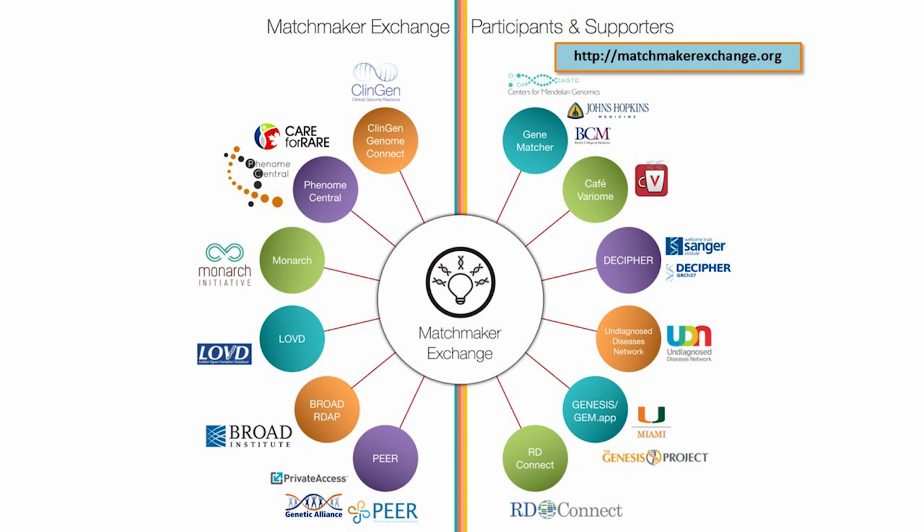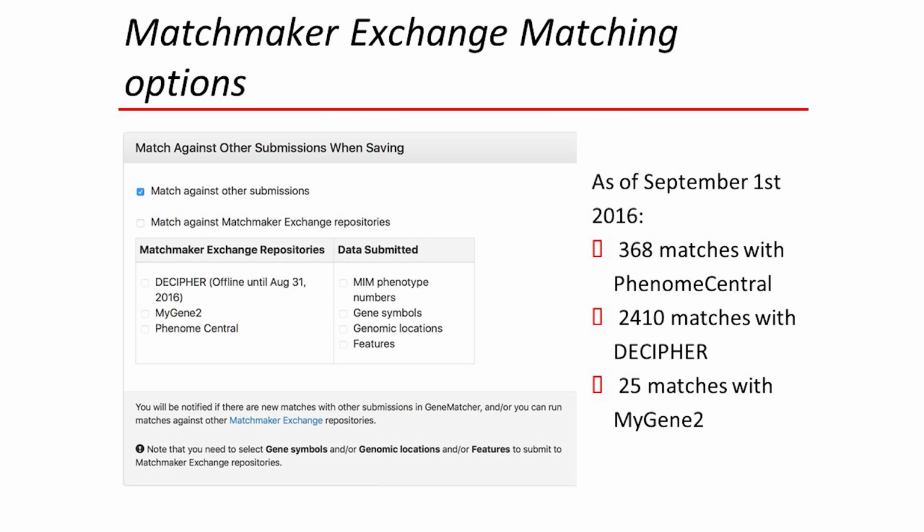I just want to tell you that GeneMatcher is also part of the Matchmaker Exchange group, which is a group connecting different databases that do more or less what GeneMatcher does. The idea is that you do not have to go to each one of these databases to do a query for your patient. You go to one of them, and from there, you send your data to the others. So right now, from GeneMatcher, you can go to Australian Genomics Health Alliance, the Broad, Decipher, MyGene2, and PhenomeCentral.